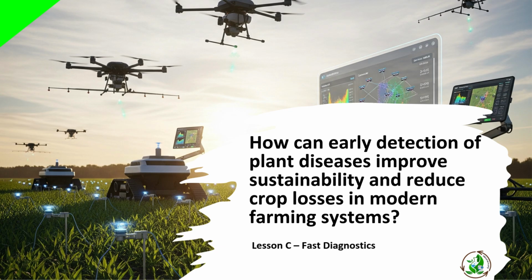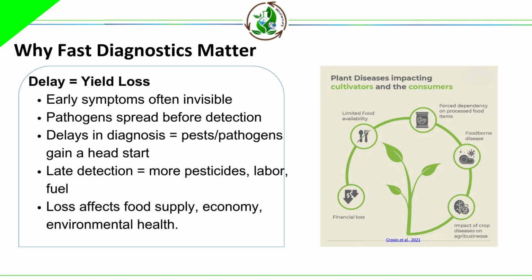Early detection of plant diseases can save crops, reduce chemical use, and protect food supply. The sooner we identify a problem, the less aggressive the treatment needs to be. Rapid diagnostics allow for quicker, more precise actions, which help farmers maintain yields and reduce waste. Let's look at what actually happens when diagnostics are too slow.